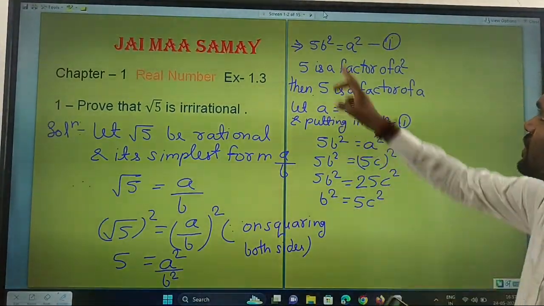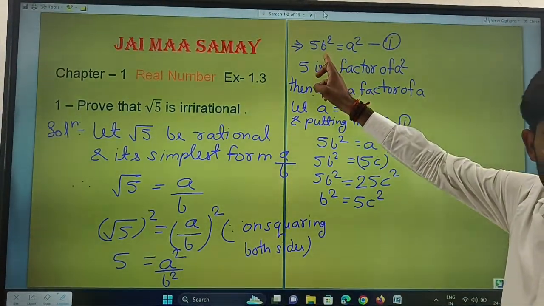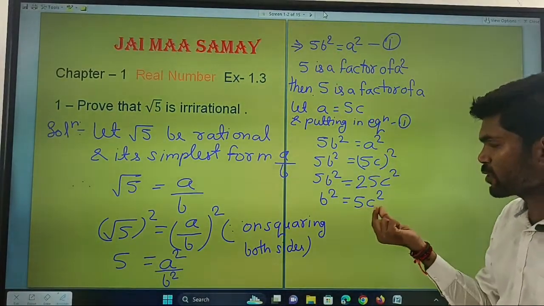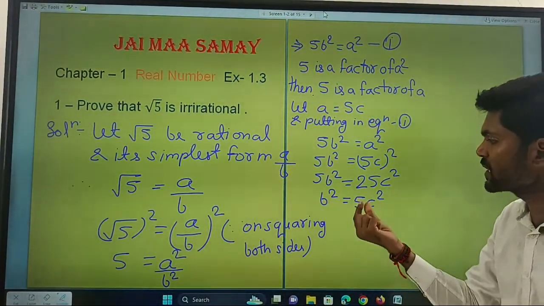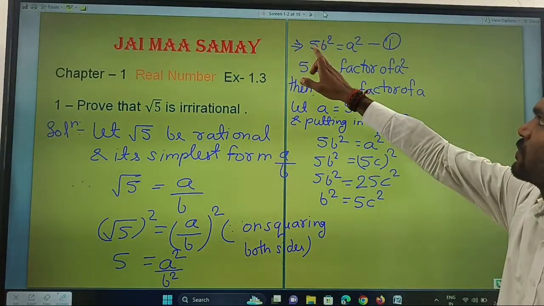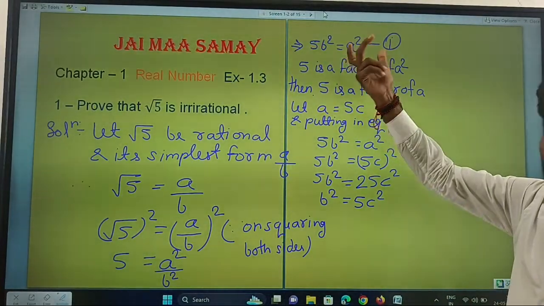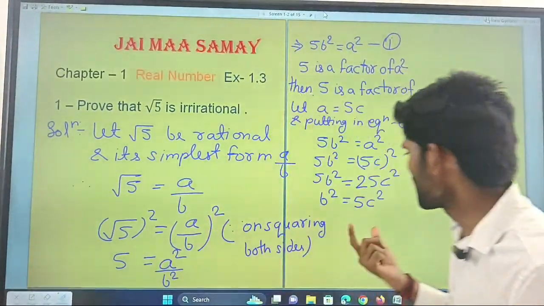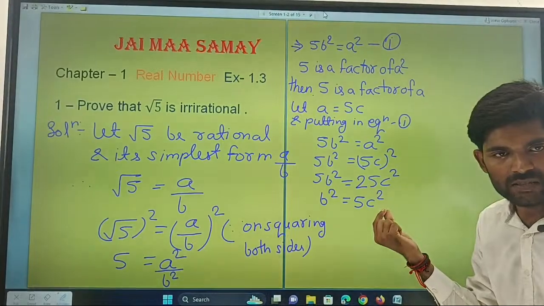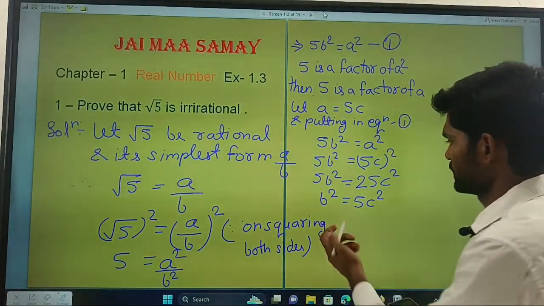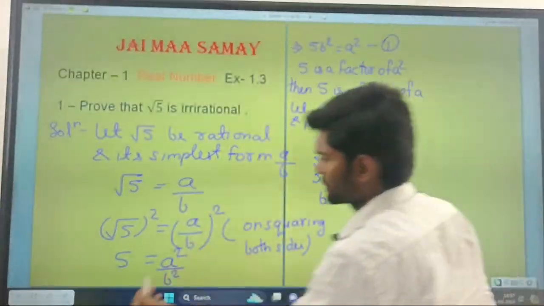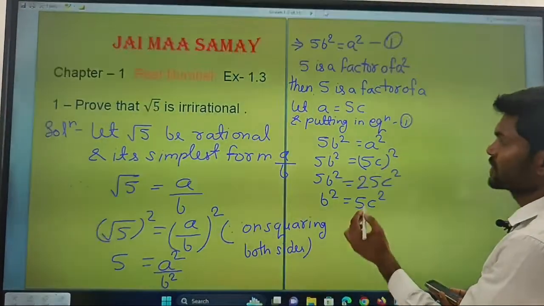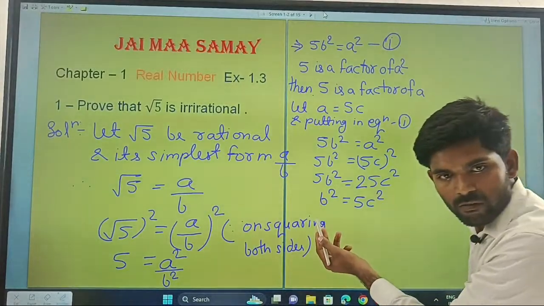Then same condition here. What? 5 is the coefficient of C square, so that's why B is left and 5 is taken. Here the coefficient of 5 is B, B left. Here the coefficient of 5 is C, so that's why C left. Then same statement. What is the statement? 5 is a factor of B square.